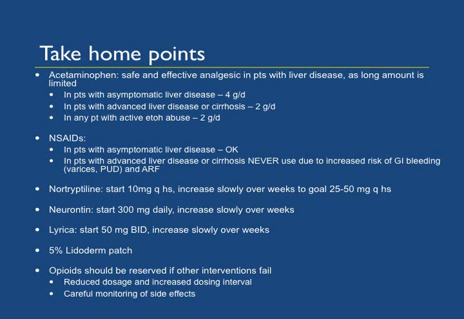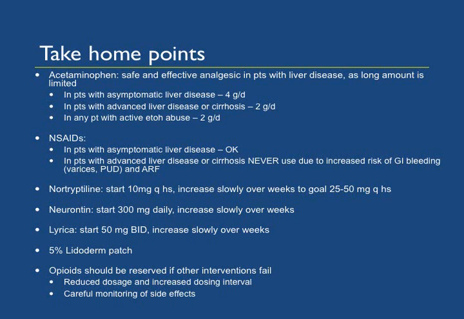The use of NSAIDs is okay in patients with asymptomatic liver disease, which includes conditions such as fatty liver disease or chronic hepatitis C without cirrhosis. However, in patients with advanced liver disease or cirrhosis, you should never use NSAIDs due to increased risk of GI bleeding and the potential for precipitating acute renal failure.